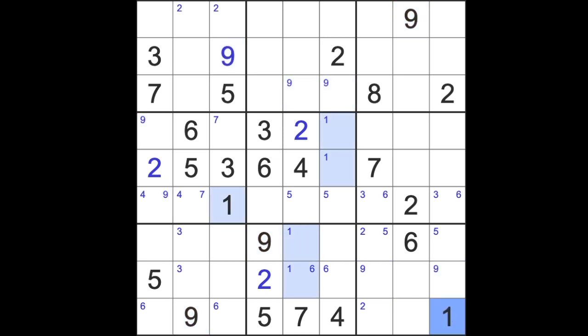And is that it as far as, can I not get any more pairs? I don't think so. Okay. Oh yeah. So 3 top and middle, in one of these 4 squares. So 3's also got to be a pair down here. Okay.